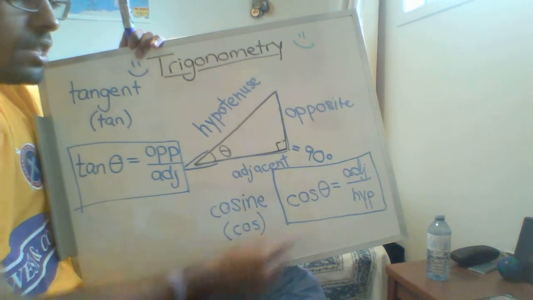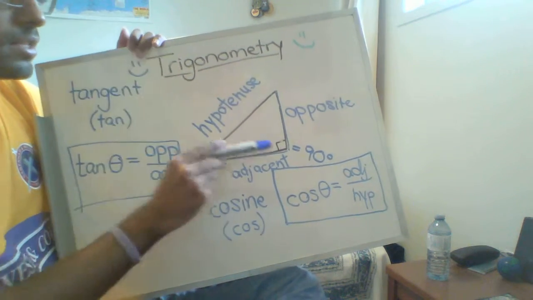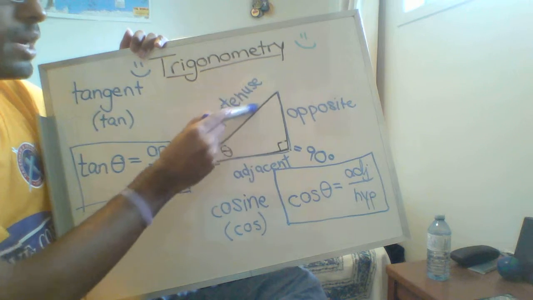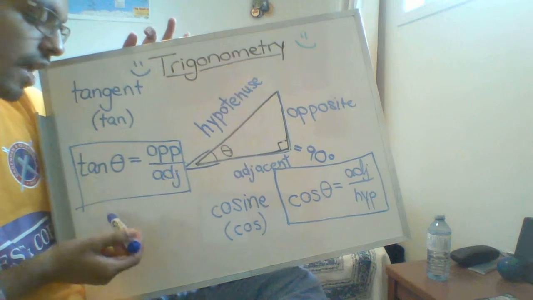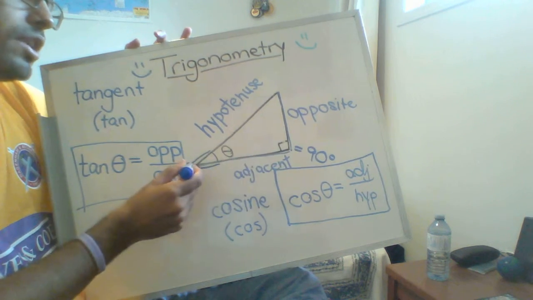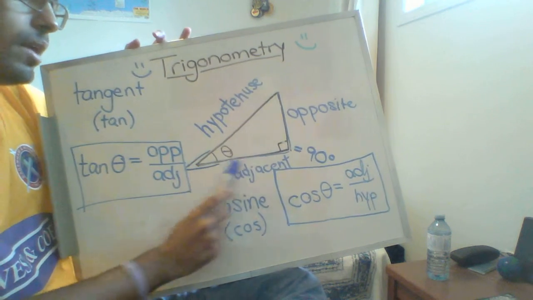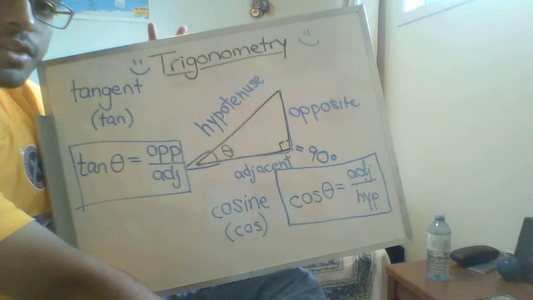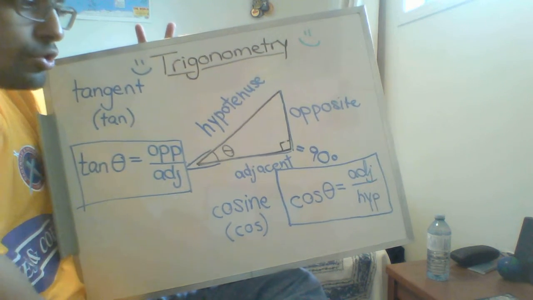You know your cosine value is adjacent over hypotenuse, so that's this side right here divided by this side right here. And then tan theta is opposite over adjacent, so it's this length divided by this length. Okay, so there's a lot of different things you can do with that.